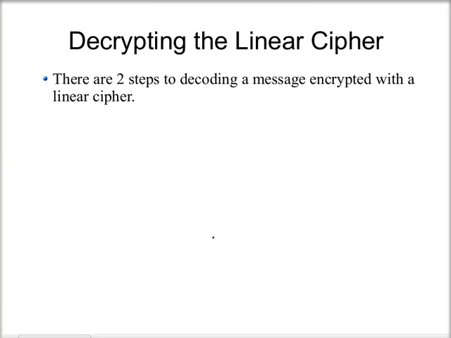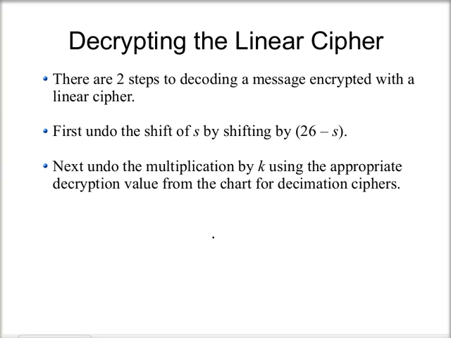Since we can decrypt both the decimation cipher and the Caesar cipher, we can also decrypt the linear cipher. And there are going to be two steps to decoding a message encrypted with a linear cipher. First, we need to undo the shift of s, and we're going to do that by shifting again by 26 minus s. Next, we need to undo the multiplication by k by using the appropriate decryption value from the chart for decimation ciphers.